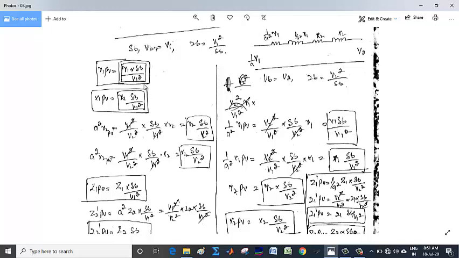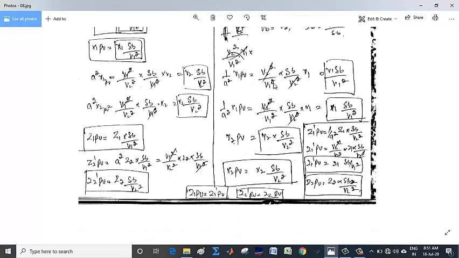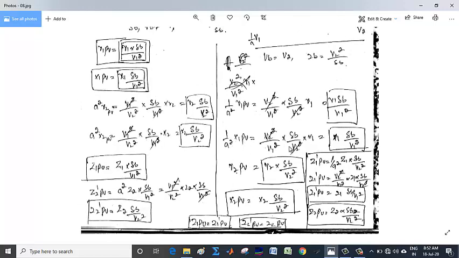You can see it from here. This and this is same. Similarly, for this X1, you can calculate this on your own. It comes out to be X1 SB divided by V1 square. Again, this is same. So R2 will be equal to R2 into SB divided by V2 square. X2 will be this X2 divided by SB divided by V2 square. You can see these are also same.